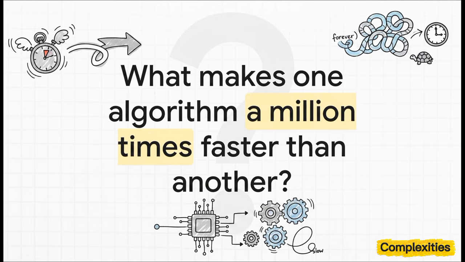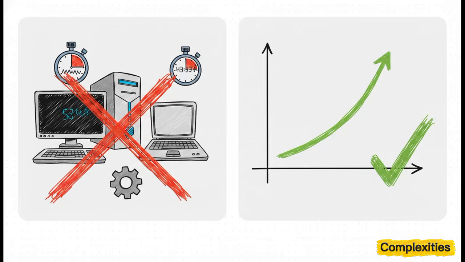You know, to compare these methods, we can't just pull out a stopwatch. I mean, running code on a supercomputer versus a 10-year-old laptop, you're going to get wildly different times. It's not a fair comparison, so we need a universal measure. Instead of seconds, we look at the rate of growth. In other words, how does the work scale as we throw more and more data at it?